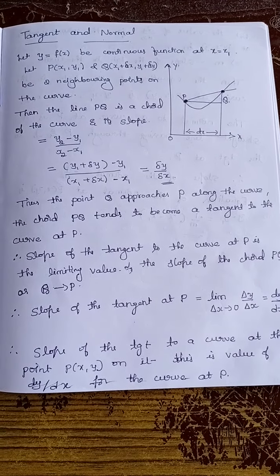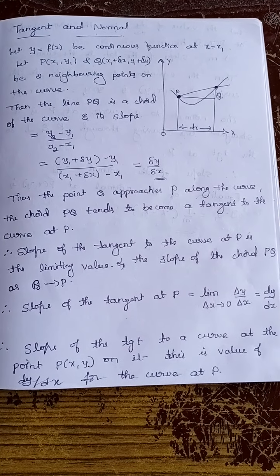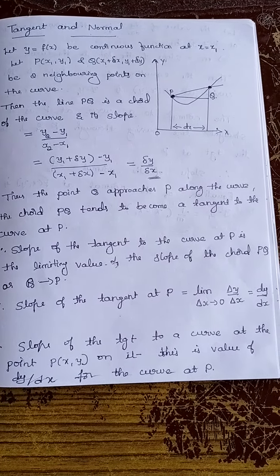Hello dear student, now let us discuss the next application of derivative, that is to find the tangent and normal of any curve. Before that, what is a tangent? If you consider any curve, the tangent at a point P, consider a point P on a curve. Tangent means the line that intersects this curve at that point, that is called a tangent.